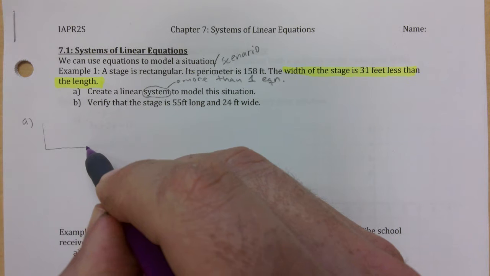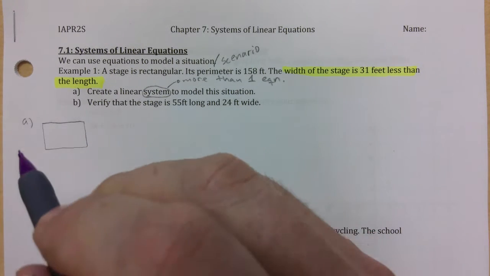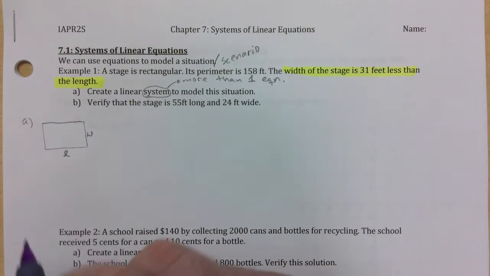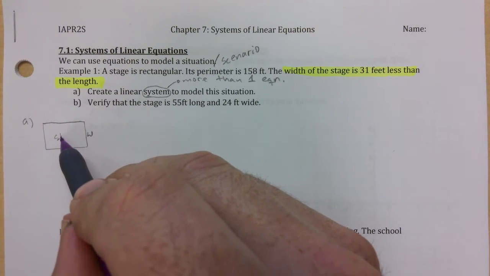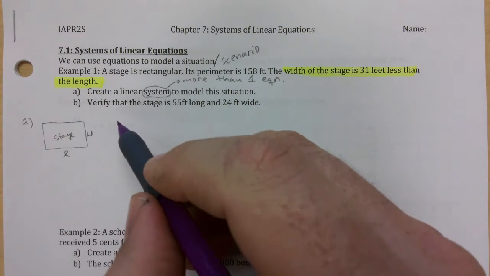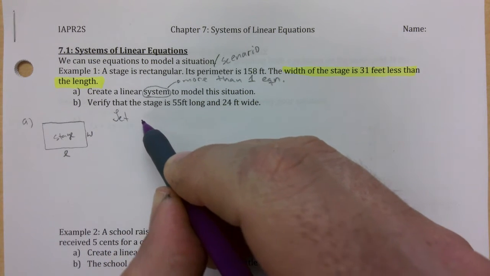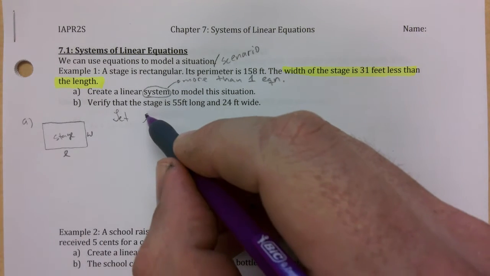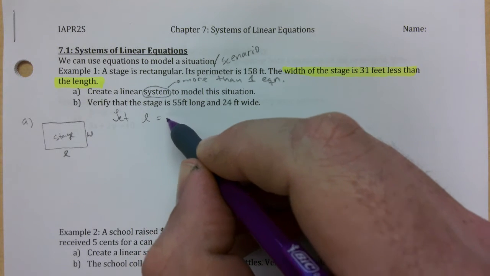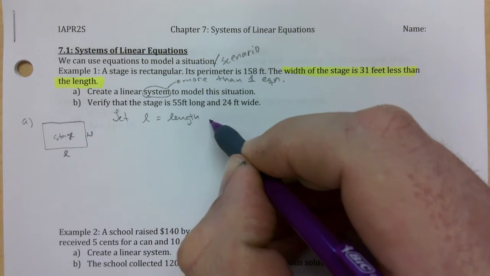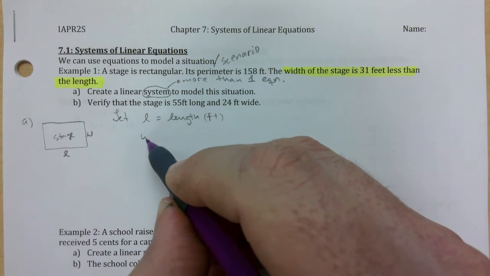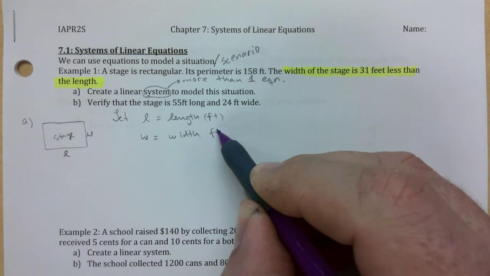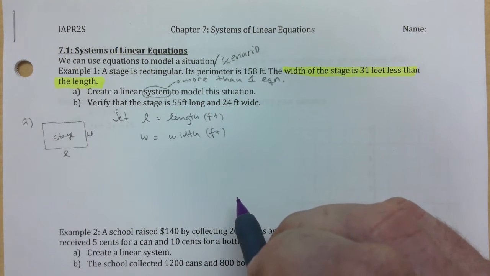If this is the stage, it's rectangular, we know that, and there would be a length and a width, right? And we know that this is our stage, and so we will let, you can use X, you can use Y, it's up to you, I'm going to use L, which stands for length in feet, and W stands for width, also in feet. Okay.